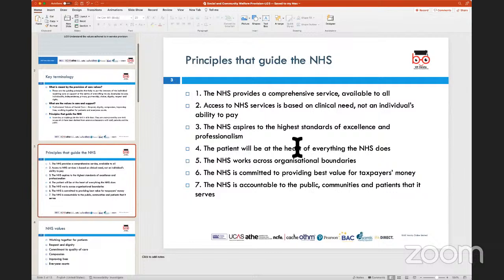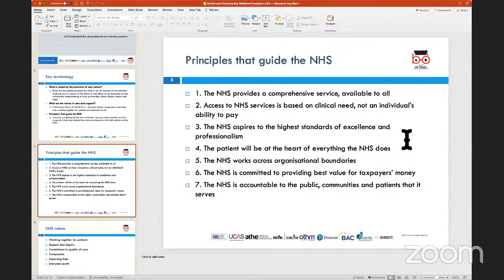So they aspire to have the highest standard of excellence and professionalism. Now, what does that mean? The provision of high quality care which the NHS provides needs to be safe. It needs to be effective. It needs to be focused on patient experience, and it should help the patient get better after a clinical procedure or any sort of service that the patient has received from NHS staff or NHS facilities.